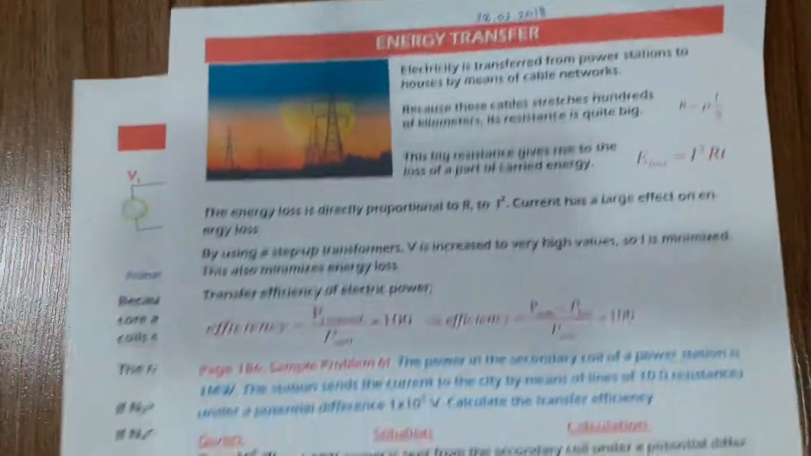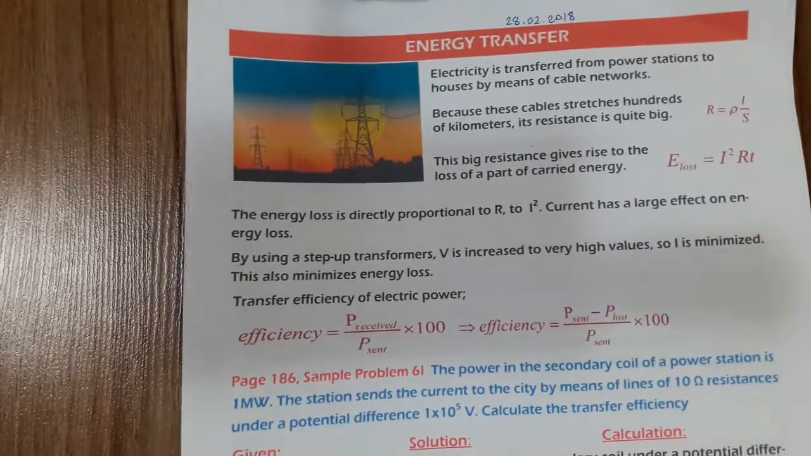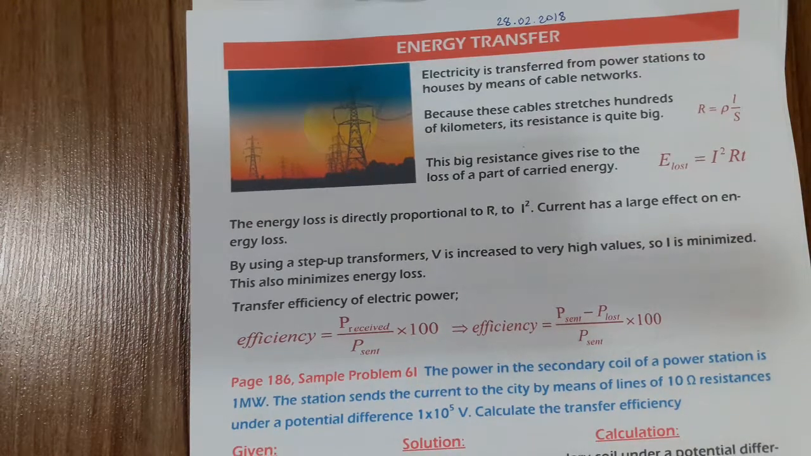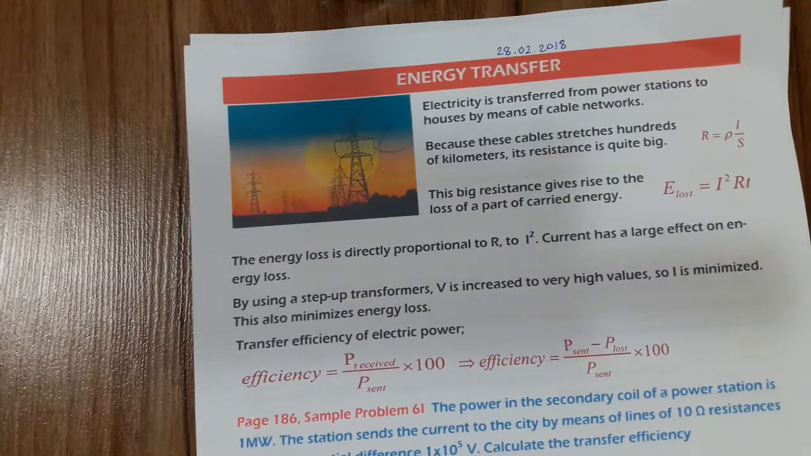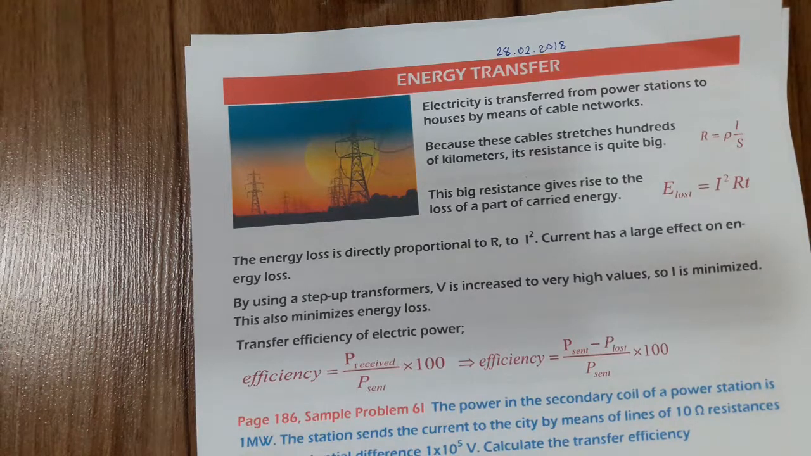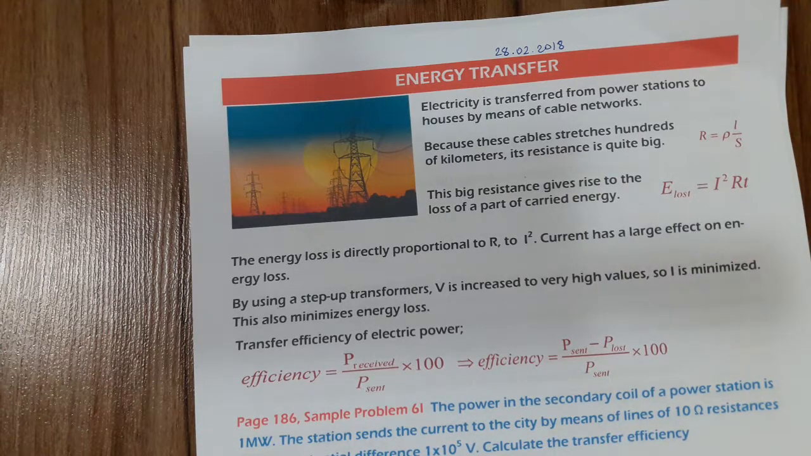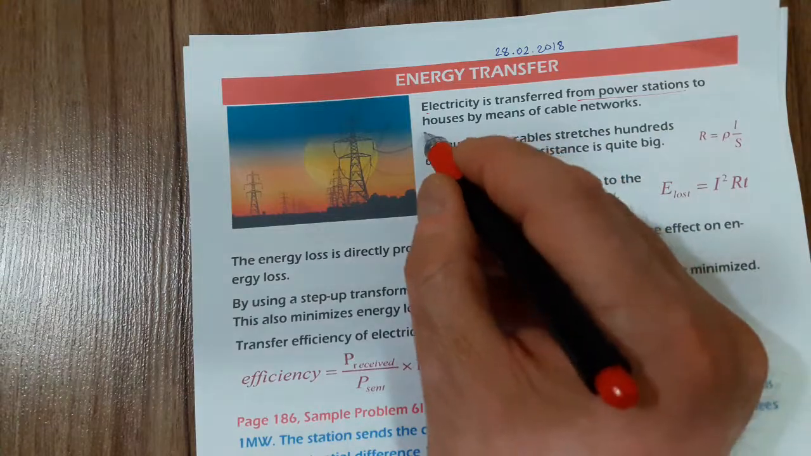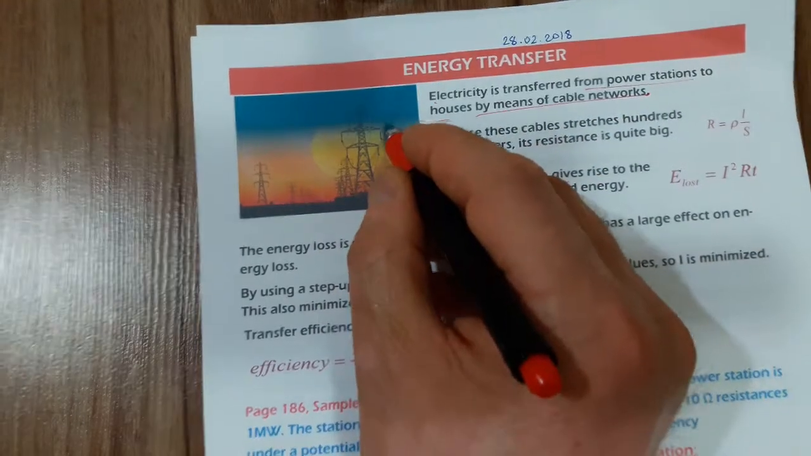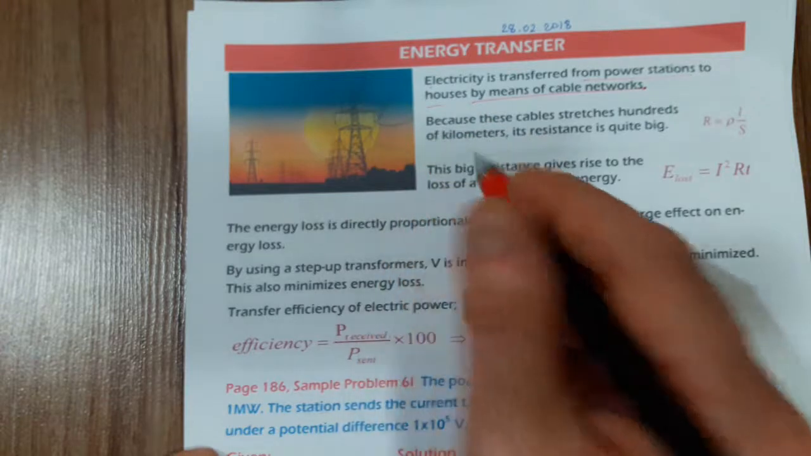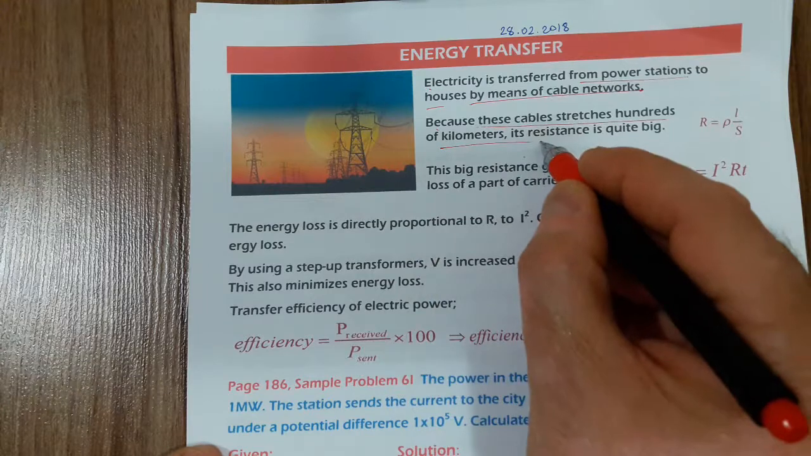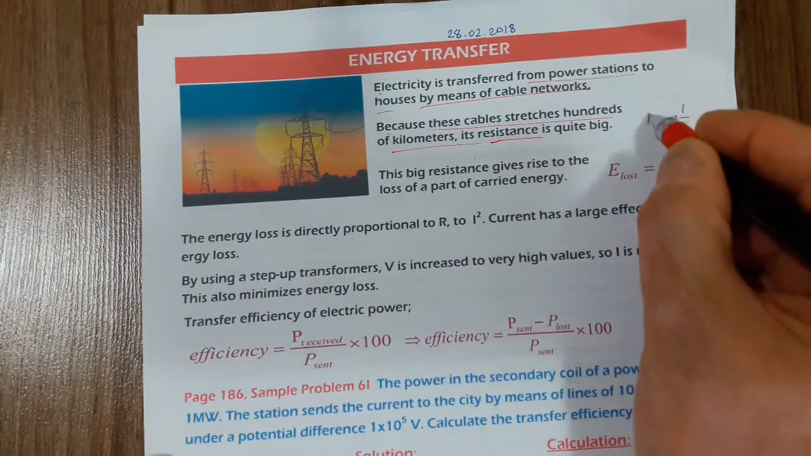Now, as I said, transformers increase the potential difference, but they do not increase the power. Power in the input and power in the output are almost the same, because some is lost to heating. But right after this transformer, we use wires to transfer energy from the power plants to the houses. Electricity is transferred from power stations to the houses by means of cables. You have seen these cables, I think, because they are very long.